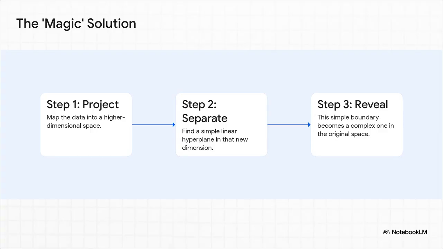The solution here is one of the most beautiful and, frankly, mind-bending ideas in machine learning. Instead of trying to draw a complicated curvy line, the SVM does something incredible. It projects the data into a higher dimension. And in that new dimension, the data magically becomes linearly separable. You can just slice it cleanly with a simple, flat plane.